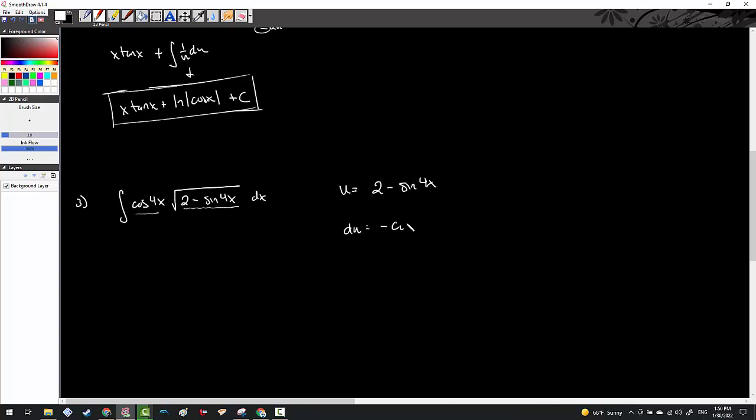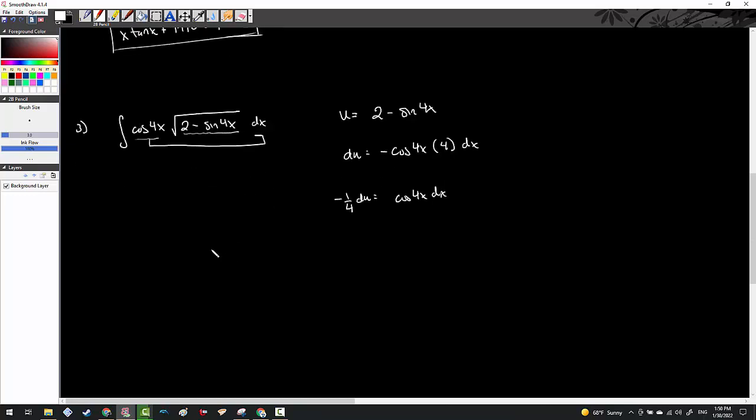du is going to be negative cos 4x times 4 for chain rule dx. Kick the constants over to the du side, so negative 1/4 du is equal to cos 4x dx. That is my linkage right there. So now what I'm going to get is the integral of root, not 2 minus sine 4x, but root u. The cos 4x dx becomes a du. Don't forget about that negative 1/4 that hangs out on the outside.